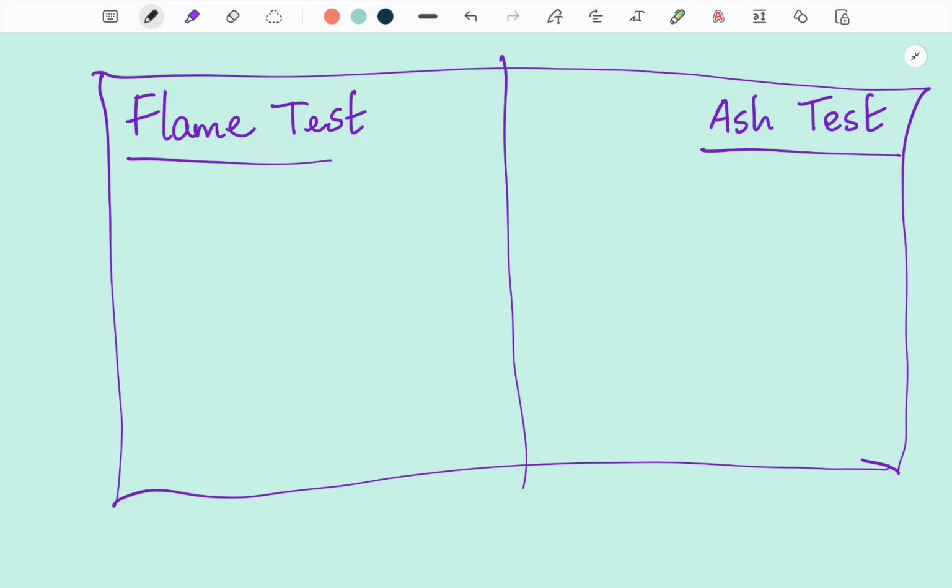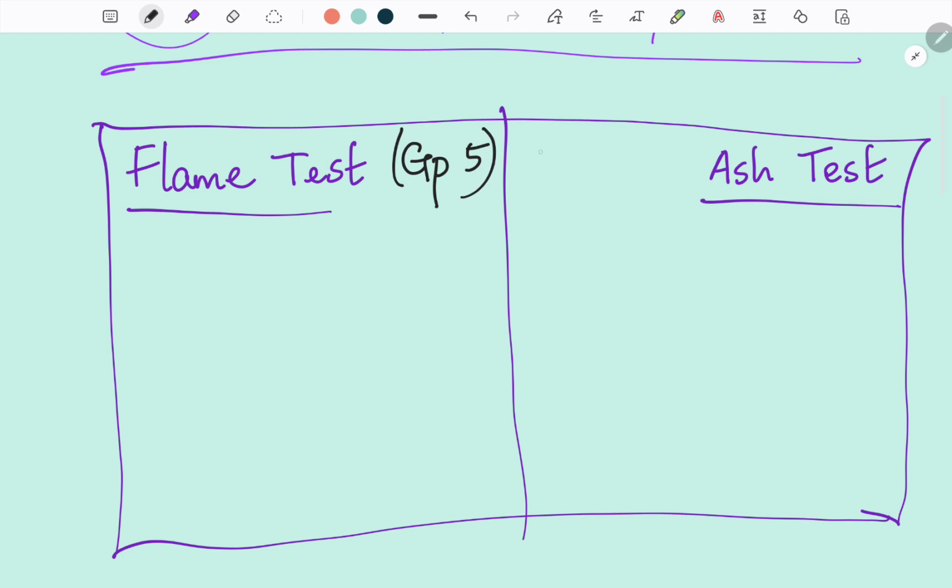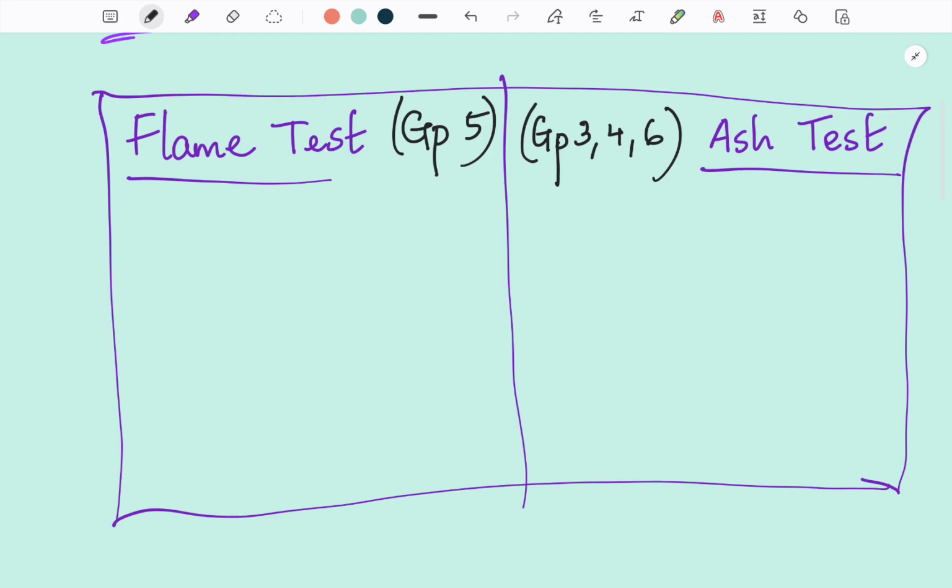Now, first of all, the flame test is applicable only to group 5 cations, and the ash test is applicable only to groups 3, 4 and 6. So for groups 0, 1 and 2, you cannot perform these tests. But for groups 3, 4 and 6, you can do the ash test. And for group 5, you have to perform the flame test as one of the confirmatory tests. So now, what is the flame test? The flame test is very simple.